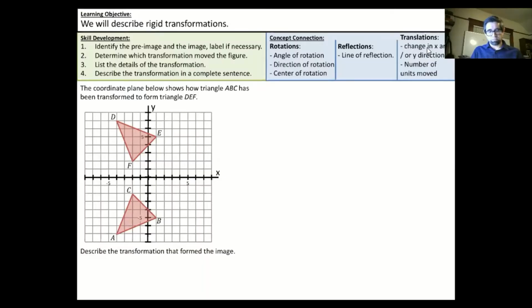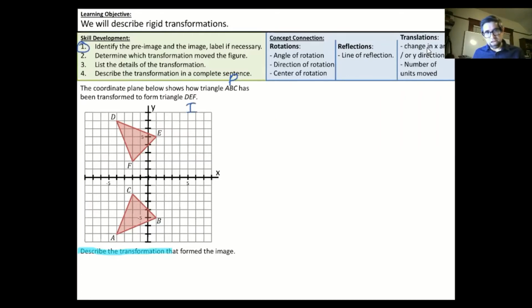Let's start. All right, so as always, let's start by reading the question and seeing what it's asking us to do. The coordinate plane below shows how triangle ABC has been transformed to form triangle DEF. Describe the transformation that formed the image. Okay, now let's reread this. At the top it says, the coordinate plane shows how triangle ABC has been transformed. Well, think about it. ABC has been transformed. That means ABC is my pre-image. I'm starting with ABC because that was transformed to form DEF. That will be my image.